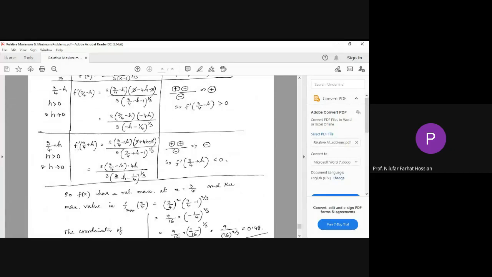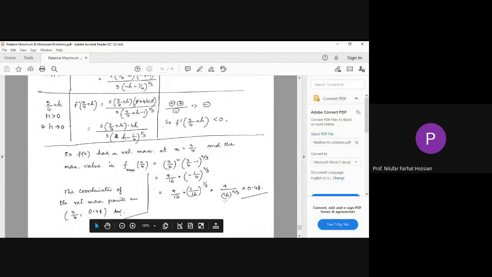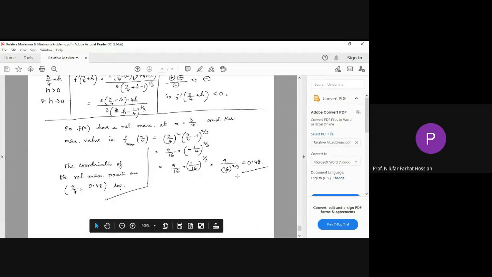Now, 3 by 4 plus h. The first one is positive. The second one is also positive. And the lower part, h minus 1 by 4. H is a very, very small number, so it is a negative number. So upper part positive, lower part negative, ultimately it is negative. So here we are getting a relative maximum because the derivative is changing its sign from positive to negative. So there will be a relative maximum at x equal to 3 by 4. And the maximum value is this. So the coordinates of the point will be 3 by 4, 0.4.